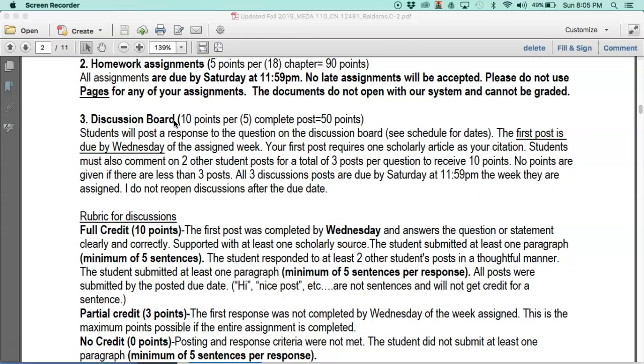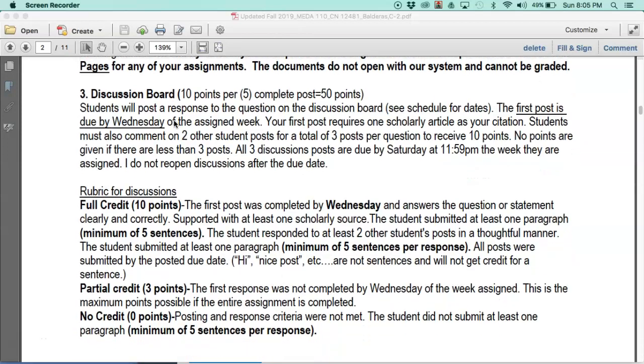You have homework assignments each week. They're worth 5 points each, just to help you prepare for the exam at the end of the week, so it's a total of 90 points. They're also due by that Saturday at 11:59. I do not take any late assignments. Also, please submit in a Word or a PDF; Pages does not work with Canvas. I'm not able to open those to grade them. Okay, thank you for that.